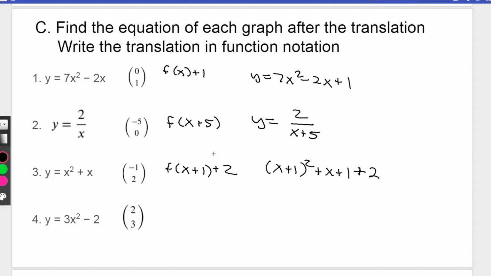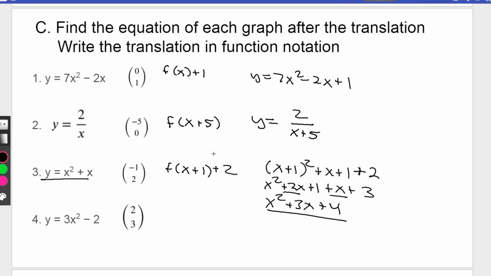So now all I got to do is clean this up. This is going to be x squared plus 2x plus 1 plus x plus 3, and that's going to give me x squared plus 3x plus 4. This is going to be this shifted to the left by 1 and up by 2.